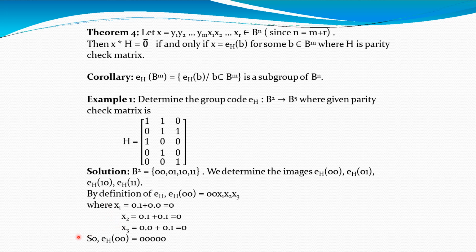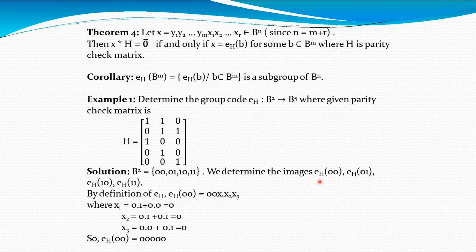So finally EH of 0, 0 is equal to 0 five times. Similar way, while finding EH of 0, 1, we write 0, 1, x1, x2, x3. Again we find x1, x2, x3 in the same way.